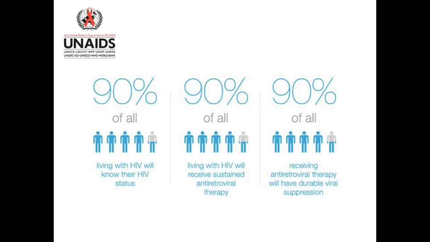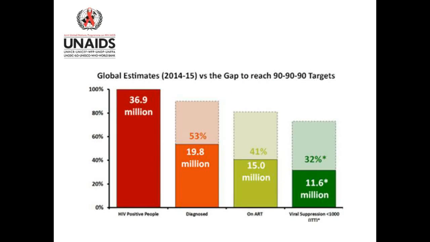This was the year, last year, that UNAIDS launched a very ambitious project to try to get 90% of all people living with HIV knowing their HIV status, 90% of all people living with HIV receiving and continuing to receive antiretroviral therapy, and, by the year 2020, 90% of all people receiving antiretroviral therapy having a durable viral suppression. So that was the lofty goal of WHO and UNAIDS for 2020.